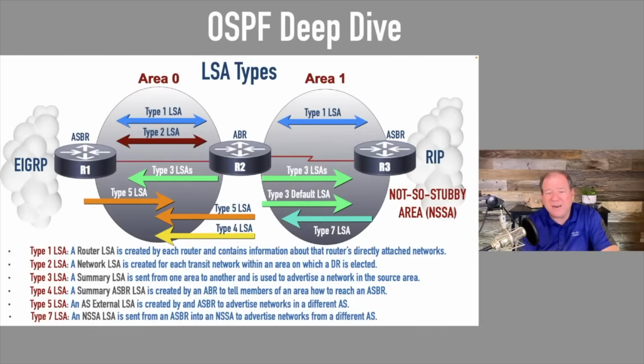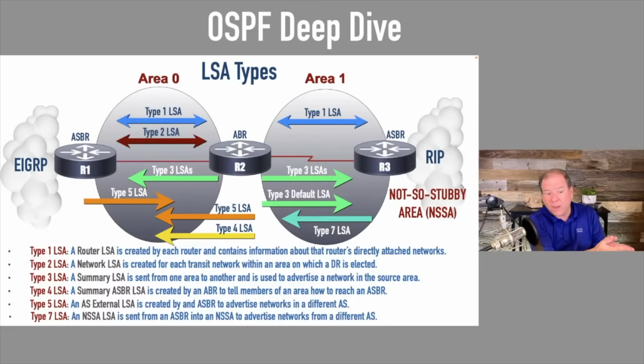R2 sees that, and R2 says, really? Really, R3? That's what you're trying to do? I know what you're doing. Those came from another autonomous system. I'm going to call them what they are, type 5 LSAs. So R2 is going to convert those, quote-unquote, type 7 LSAs, and it's going to say, I know they are really from another external system, so I'm going to send those as type 5 LSAs into area 0.